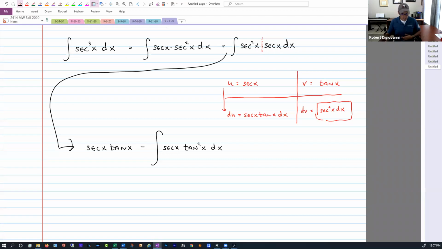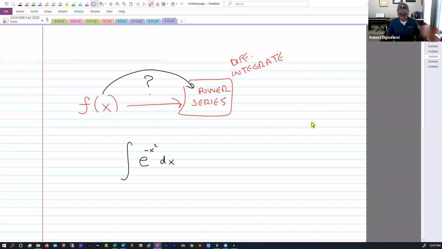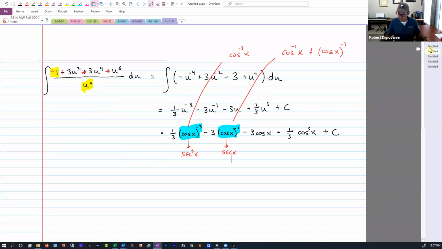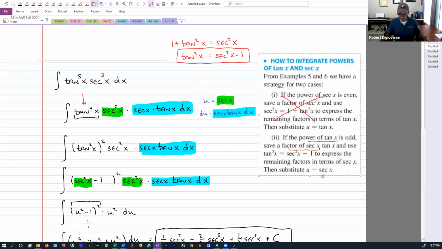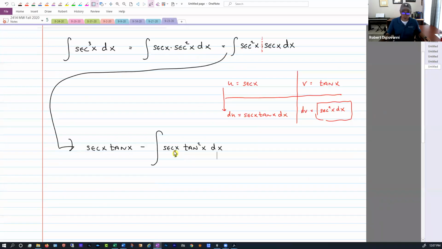Do our steps deal with this? Where are our steps? Where are they? If we have an even secant power or an odd tangent power... we don't have an even secant power and we don't have an odd tangent power. So unfortunately, our steps don't help us here.